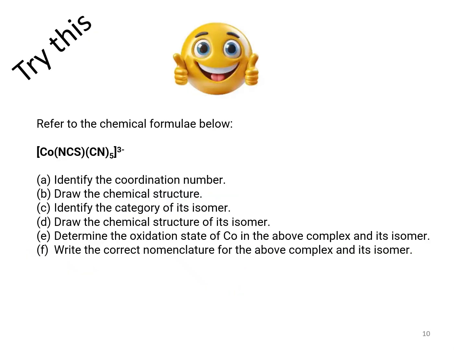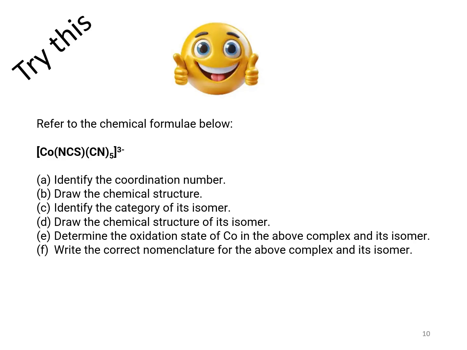So try this. Try to identify the coordination number. The coordination number is the number of donor atoms that contribute their electrons to coordinate to the metal, not the number of ligands. Draw the chemical structure. When you draw the chemical structure, you have to make sure that you draw it correctly. If the coordination happens through the carbon or the nitrogen or the sulfur atom, you have to show that coordination in the structure.